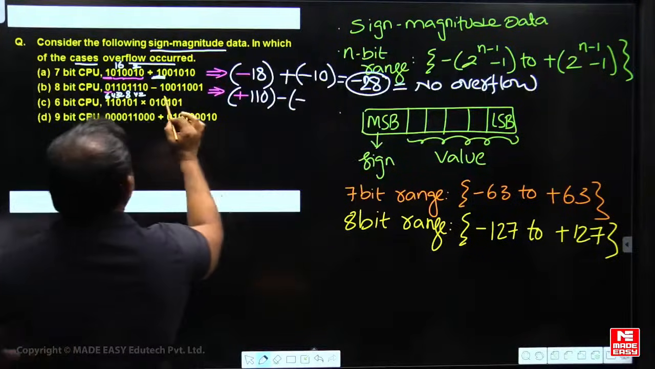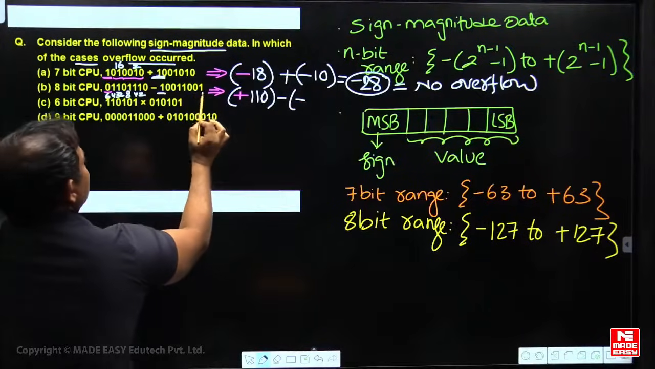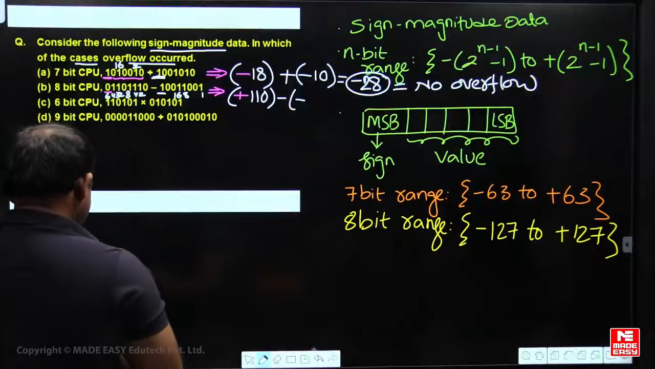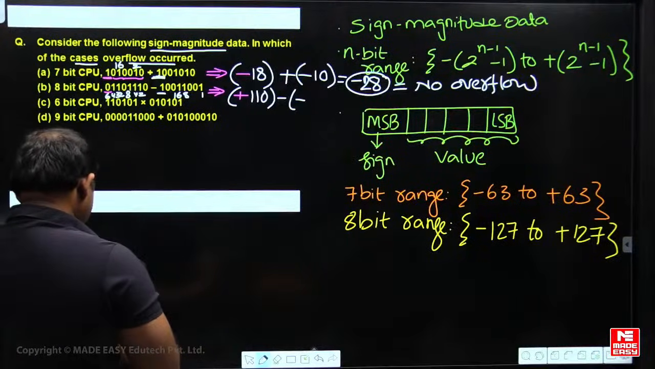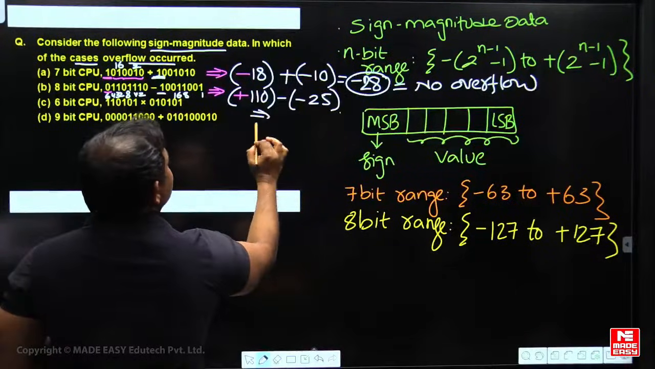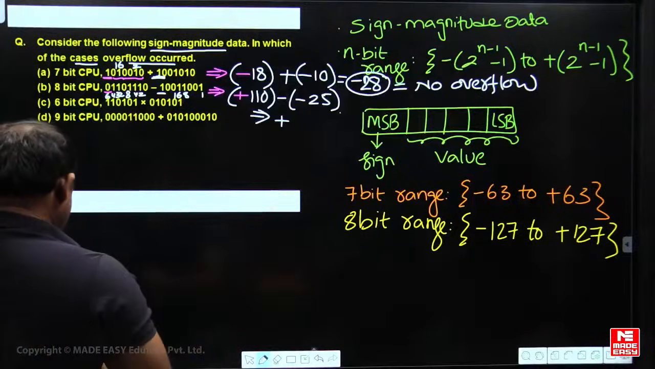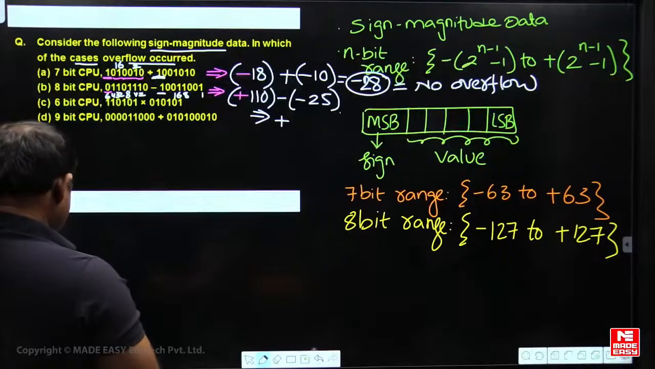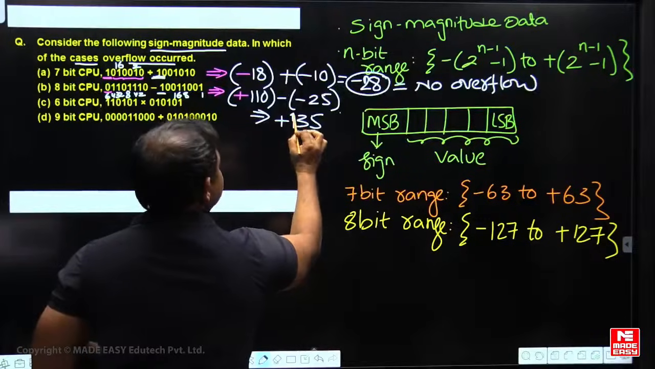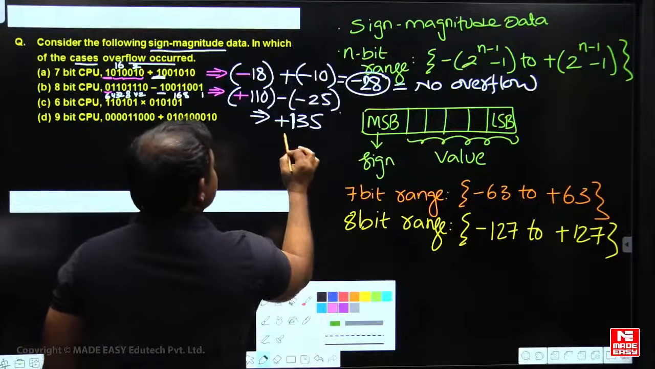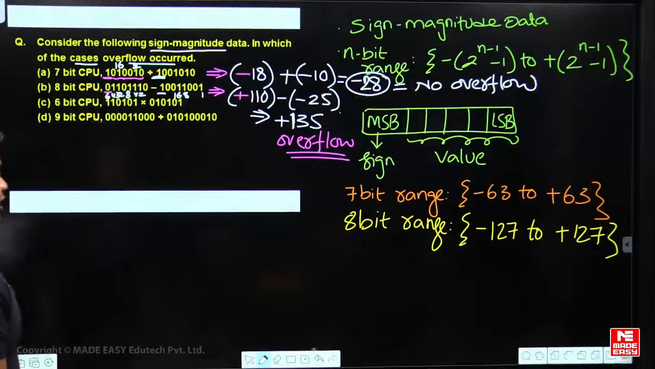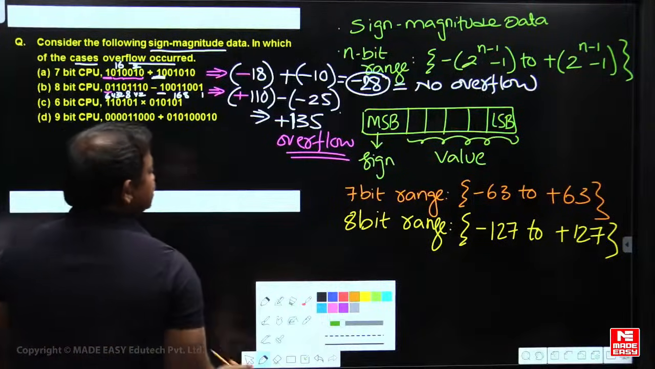Then this one has a negative sign. 16 plus 8 plus 1, that is 25. 110 plus 25 becomes 135, which is not in the range. Therefore, overflow is present. 135 is not in range. Overflow present.